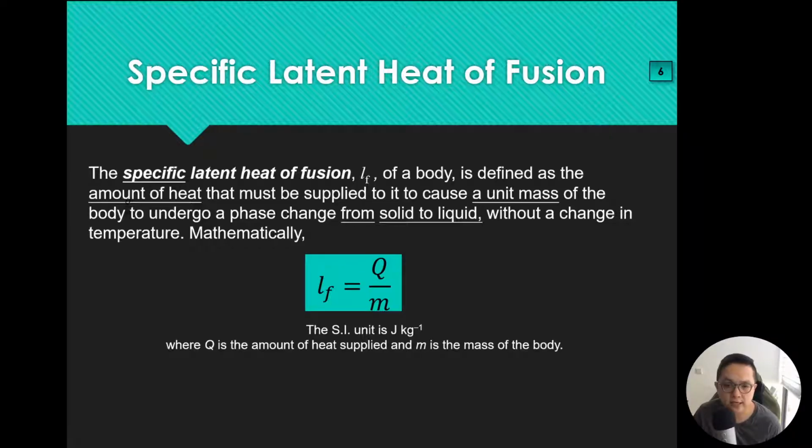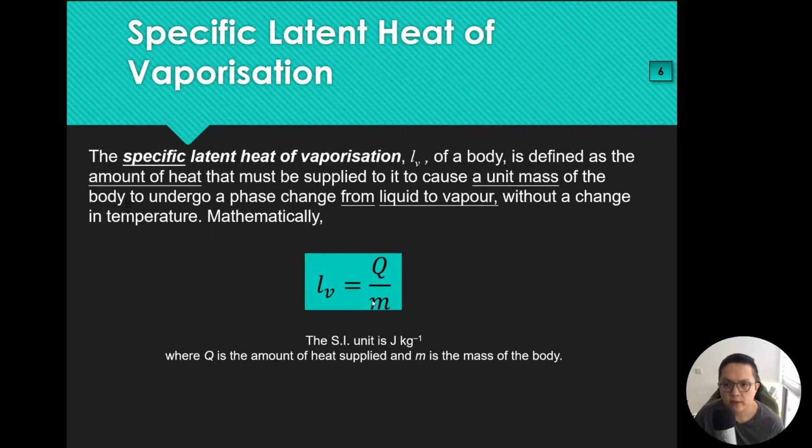Specific latent heat of fusion, L_F, of a body is defined as the amount of heat that must be supplied to cause a unit mass of the body to undergo a phase change from solid to liquid without a change in temperature. Basically, if I find out how much heat Q is needed to melt a given mass of that solid, I just divide Q over the mass of the object. This is the latent heat of fusion. Then of course you have specific latent heat of vaporization. Now we are dealing with going from liquid to vapor, a unit mass of it. Same idea: L_V equals Q over m.